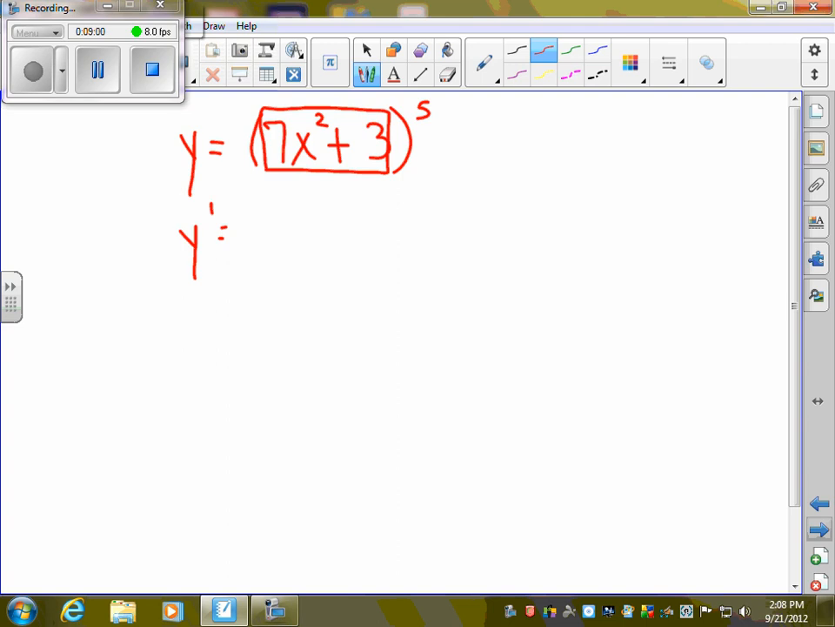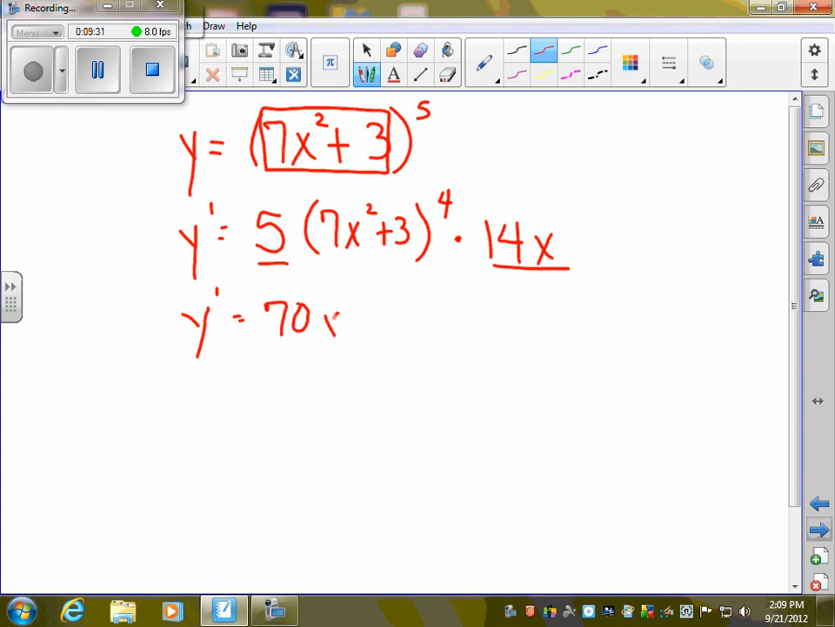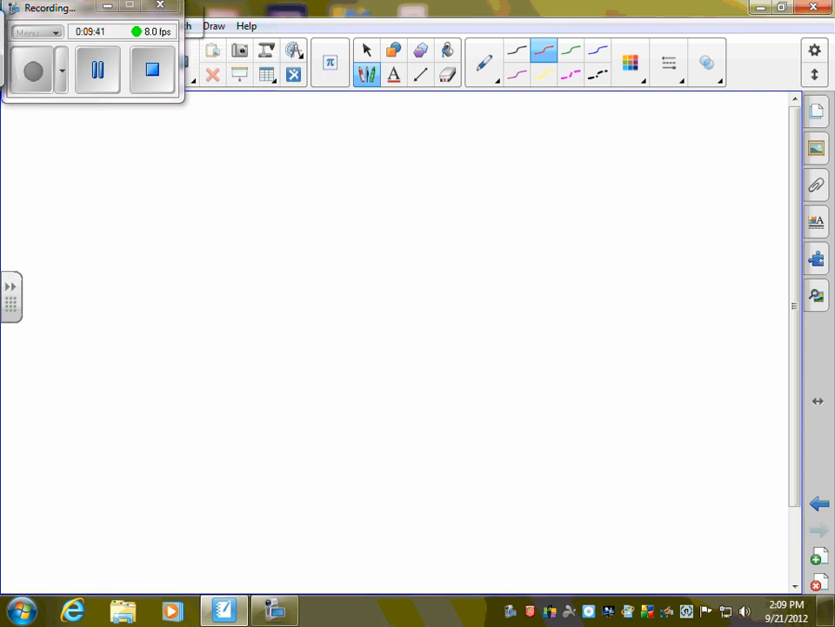So the derivative of something to the 5th is 5 something to the 4th. So that's 5 times x squared plus 3 to the 4th times the derivative of the something. So you go back to the inside, and the derivative of x squared plus 3 would be 2x. Now I try to combine my terms, and I can take the 5 and the 2x, since this is all multiplication, and do the commutative property and multiply in any order. 5 times 2 would be 10. So I have 10x times x squared plus 3 to the 4th. And that's your answer.